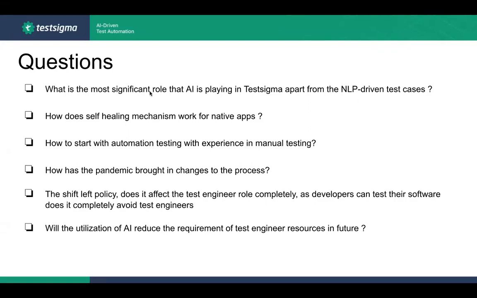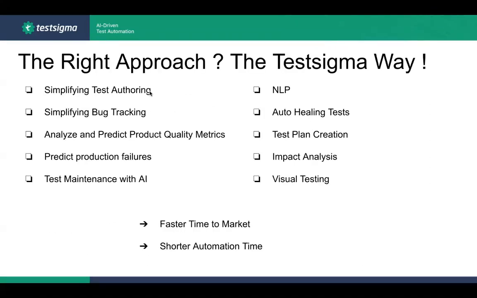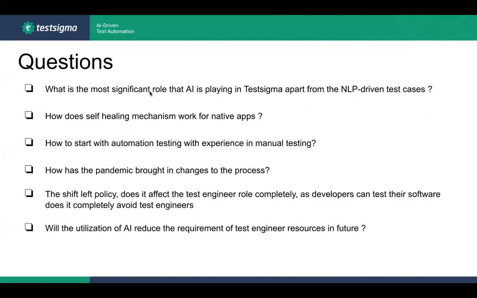Yeah, absolutely. Right. So the first question, what is the most significant role that AI is playing in Testsigma apart from the NLP-driven test cases? NLPs are just one place where we are using our AI or ML for that matter. I just discussed this in the previous slide. We are using auto-healing tests. It can be test plan creation. It can be impact analysis or in visual testing. We are using the capabilities of AI to the fullest.